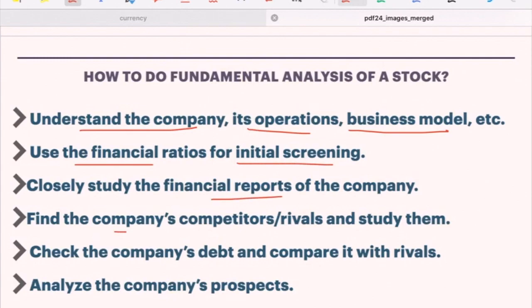Then we see the company's competitors and rivals to study about them. And then we see the company's debt and compare it with the rivals. And then we analyze the company's prospects. These are the basic things which we do in fundamental analysis.